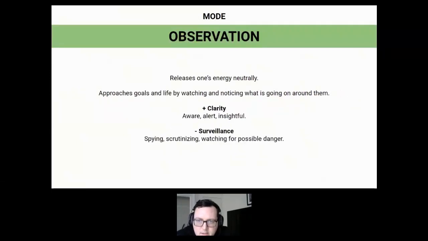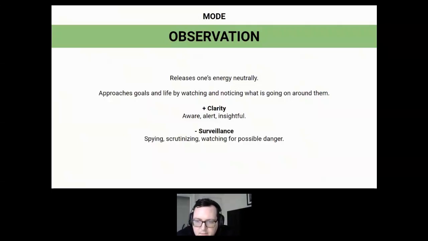The last mode is the neutral axis or assimilation axis mode, which is observation. With this mode, you release your energy neutrally. You approach goals in life by watching and noticing what is going on around you. So it's just observing, taking in things that you're observing around you in your environment. It's the most common one. It's like 50% of the population, and I'll show you that chart in a second, showing the percentages of each mode in the population.